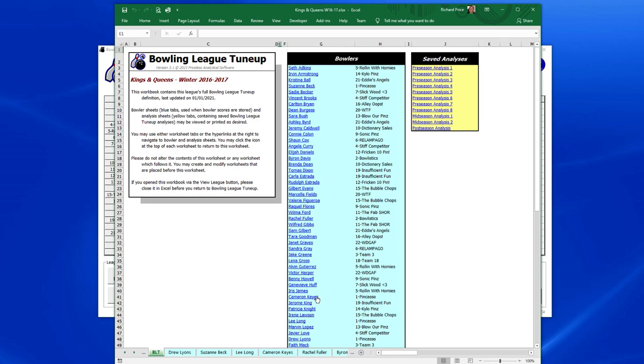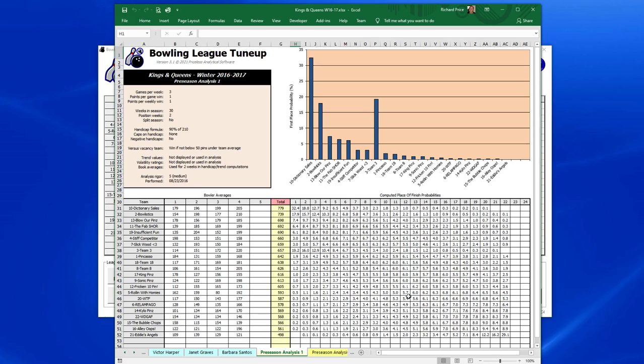This is alphabetized by bowlers' last names, and beside each bowler is the name of the team that bowler is on. And if you recall way back when we saved a league analysis, here is where they're saved. Here is where you can access them. If we click on Preseason Analysis 1, it takes us to the Preseason Analysis 1 tab.